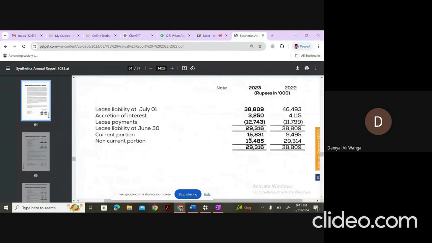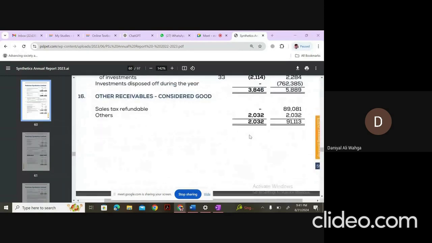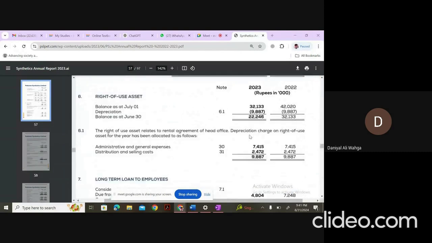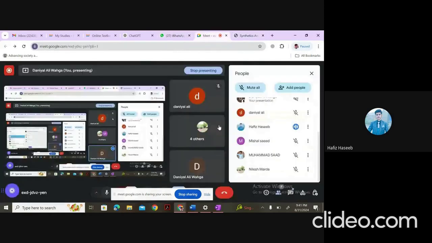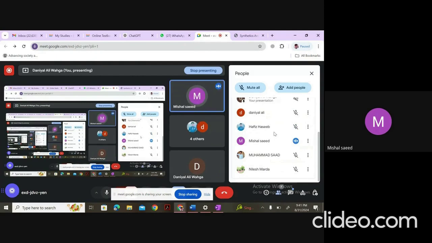And finally, I would like to discuss the statement of cash flows. Does anyone know what the statement of cash flows basically is? Nilesh, would you like to discuss what the statement of cash flows is? Inflow and outflow of cash. Other than that, any transaction which is done by cash is recorded in the cash flow statement.